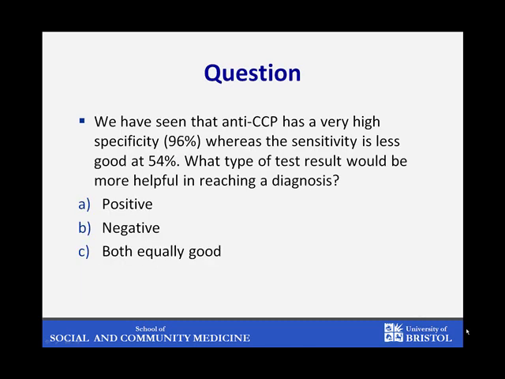So from our calculations, we've seen that anti-CCP has a very high specificity at 96%, whereas its sensitivity isn't very good at 54%. If we were just guessing by tossing a coin, we'd expect to get the right answer half the time, or 50% of the time. So in this case, what type of test result would be more helpful in reaching a diagnosis?